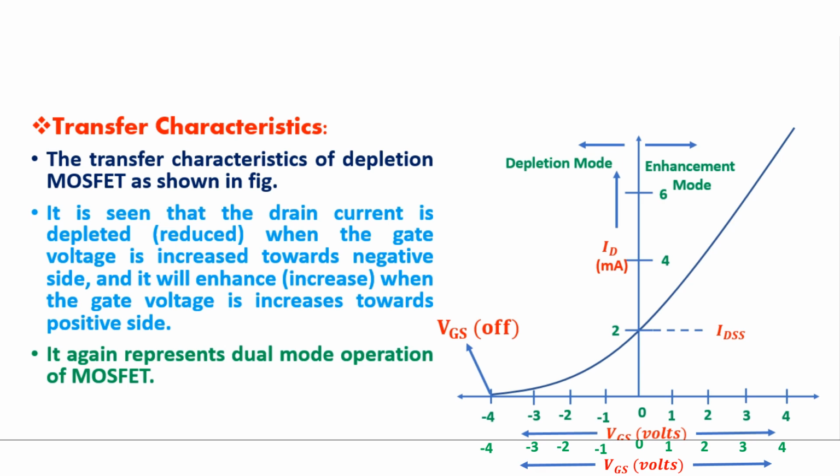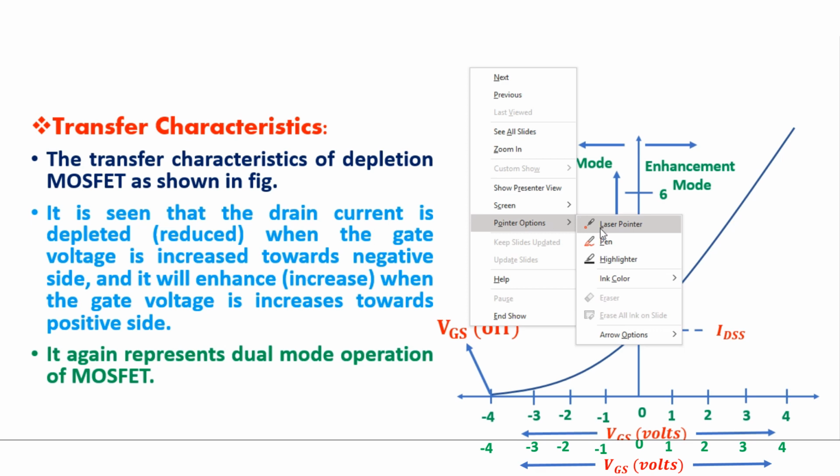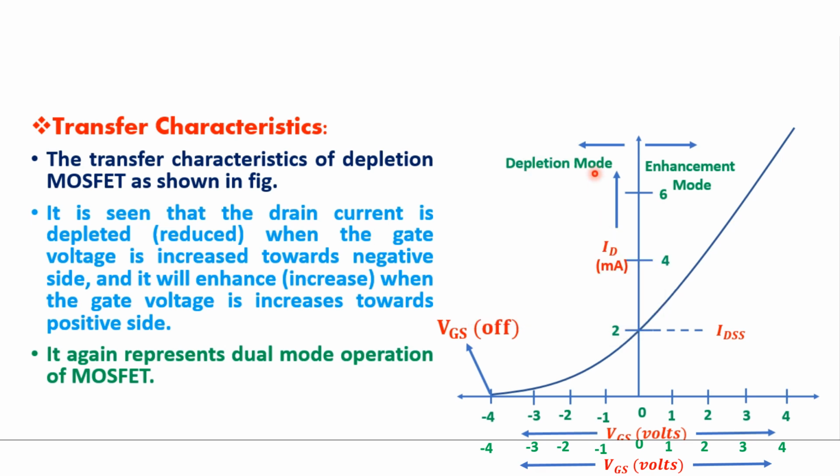So when this drain to source voltage is maintained at some positive potential with respect to the source, and the gate to source voltage is varied, the variation of drain current ID with gate to source voltage is shown by this figure, and this curve, that is ID against VGS, is called the transfer characteristics.